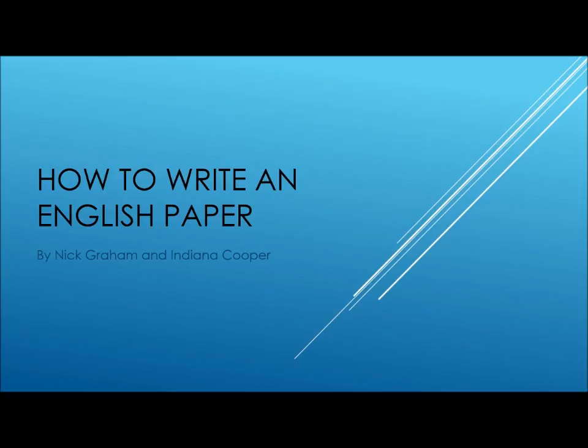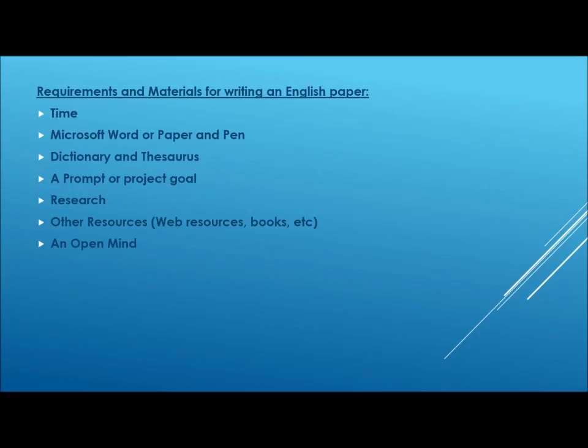When writing an English paper, you're going to need the following: time, Microsoft Word, paper or pen, dictionary and thesaurus, a prompt or project goal, research, other resources, and an open mind. We'll go through these one at a time.